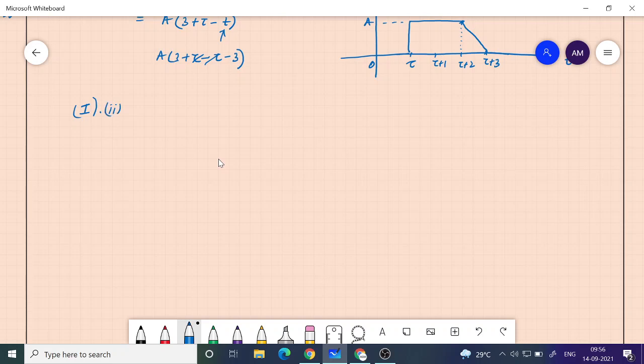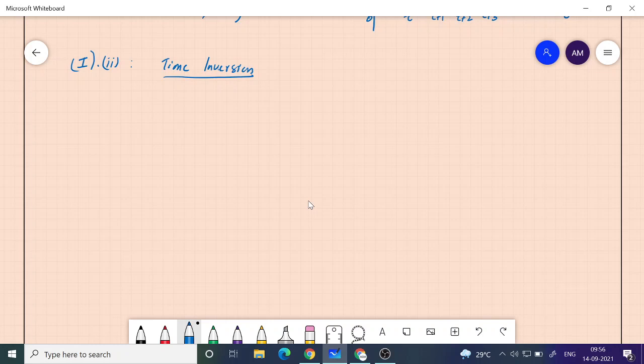So the next operation is time inversion. Okay, time inversion. If I take the same example which we have considered, this is our signal, this is our x of t. We had it remaining at a for 2 units of time, 1, 2, and then it linearly goes to 0 in the next unit of time. So this is our original signal.